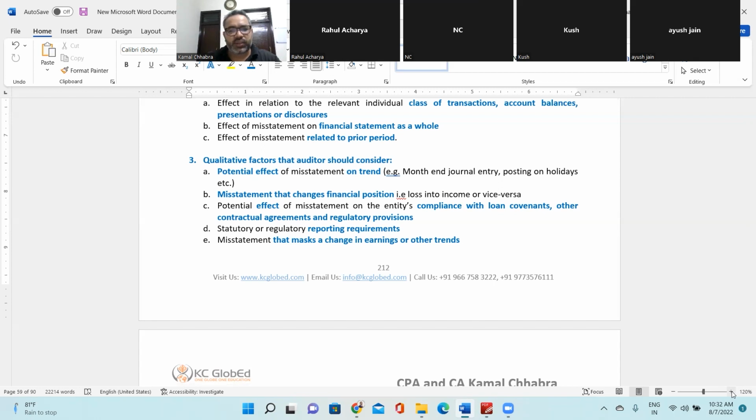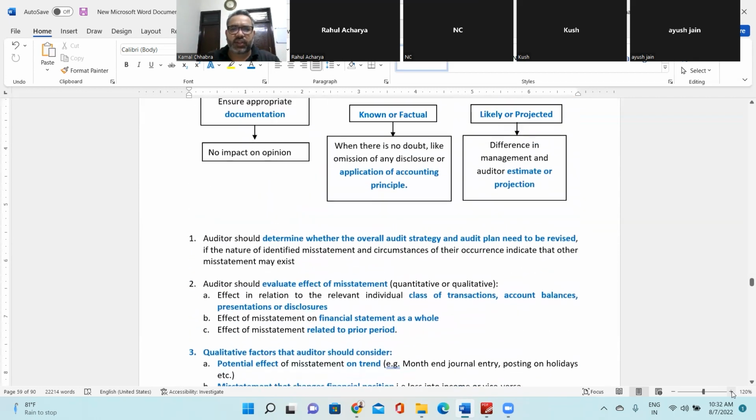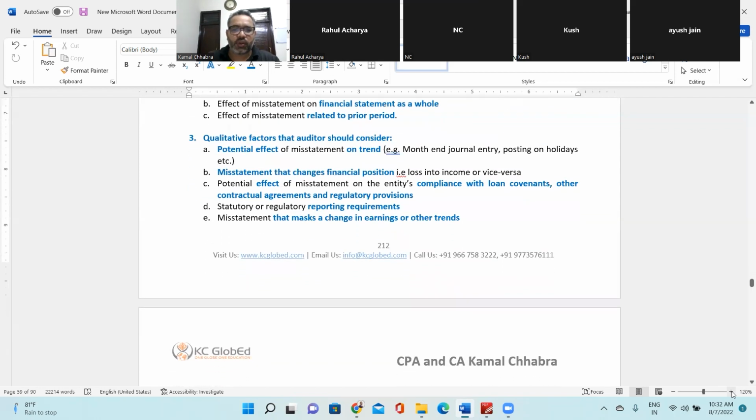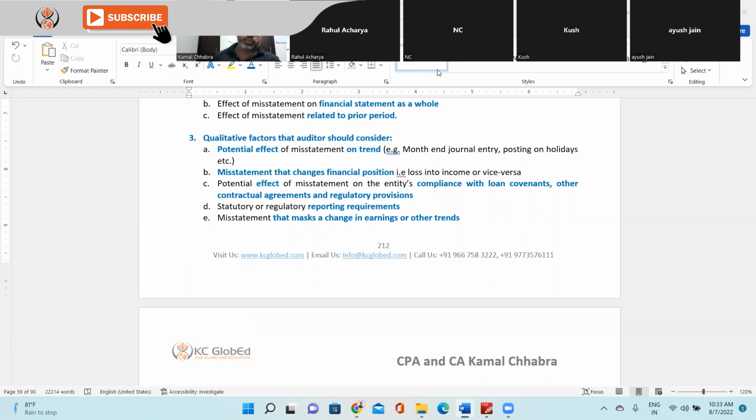Next one is misstatement that masks a change in earnings or other trend. So there might be a misstatement which upfront may be changing the loss to profit or profit to loss, right? Those kinds of transactions, or maybe strategic transactions, you need to evaluate more skeptically. For example, the company has taken a big tender just for strategic purposes, the tender will give them an edge over the competition, but overall the tender results in a loss-making contract, right? In that case upfront it may look like a big revenue contract, but in substance it's a loss making or onerous contract. So in that scenario, you need to ensure the company is booking the loss upfront for those kinds of onerous contracts. Make sense?